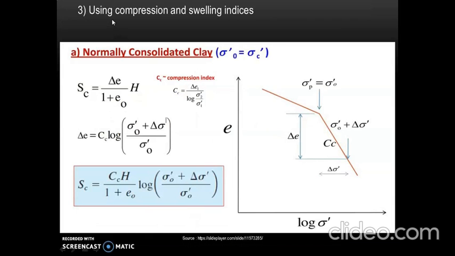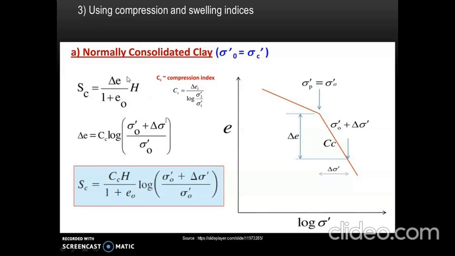Third method is using compression and swelling indices. If the soil is normally consolidated clay, then current effective stress, that is sigma naught dash, is equal to pre-consolidation stress, that is sigma c dash, and it is also represented by sigma p dash. We have the formula to find consolidation settlement. Sc is equal to delta e divided by 1 plus e0 into H.